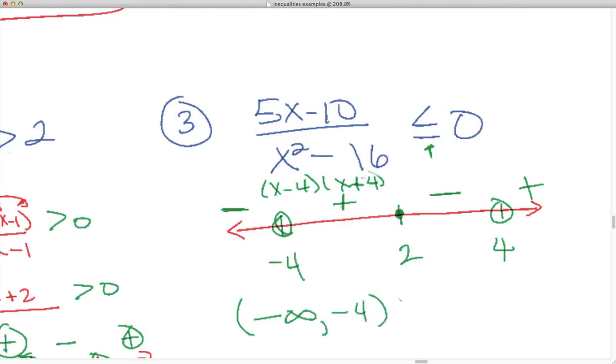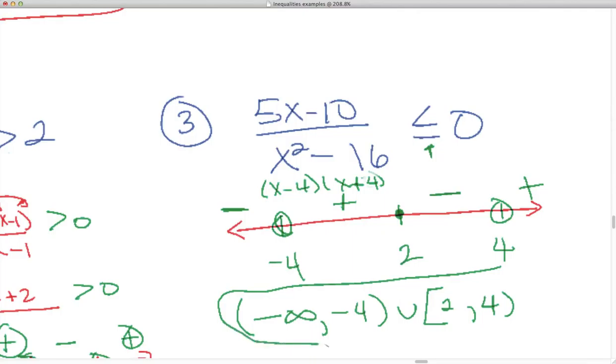parentheses union. I promise you that's a U. Let's try that again. 2 to 4. Oops, I made a mistake. Anybody see it? Hoping you were paying attention. Just checking to see if you fell asleep on me. Alright, that has to be a bracket. Why? Because it's a closed dot. Again, the 4 and the negative 4 are open dots because they came from the denominator.